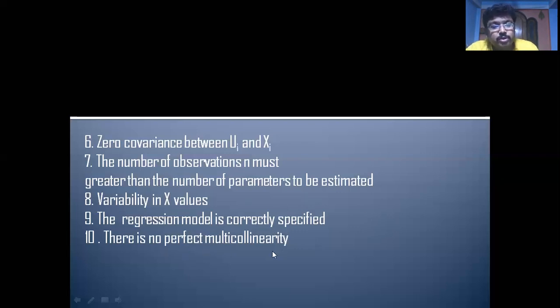And there is no perfect multicollinearity. Multicollinearity should not be there. What is multicollinearity? It concerns the independent variables. There should be no perfect linear relationship among the explanatory variables. As I have mentioned in this regression equation, yi equal to alpha plus beta xi plus gamma zi plus ui, there should not be any perfect relation between xi and zi. So xi and zi are the independent variables, the explanatory variables. So there is no perfect linear relationship among the explanatory variables. These are the 10 assumptions of the classical regression model.